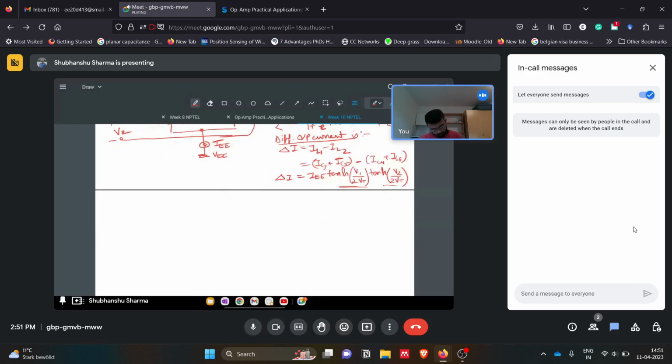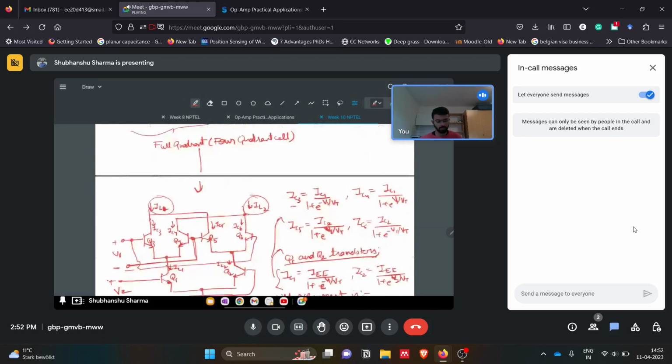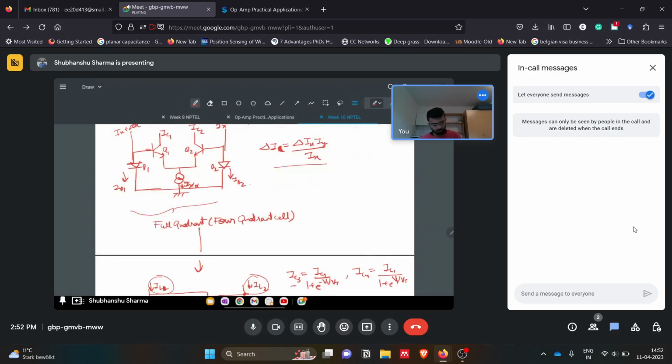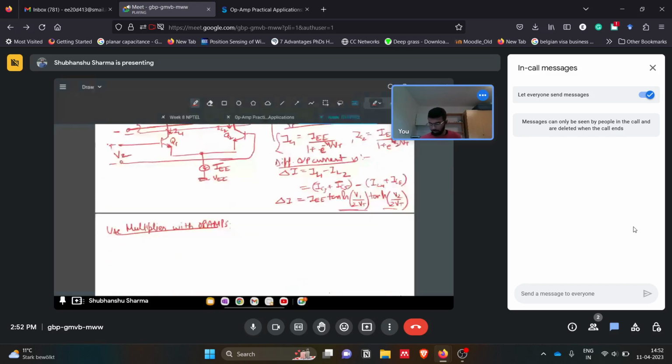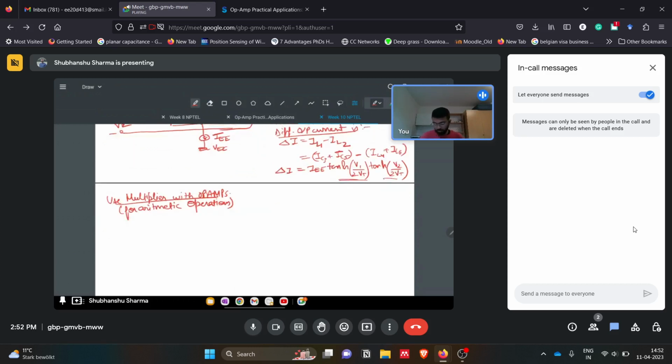Now we can also use multipliers with op amps. We saw how analog multipliers can be achieved, and now we can use these for arithmetic, using op amps for different arithmetic operations. So that is the division operation, if we talk about it.